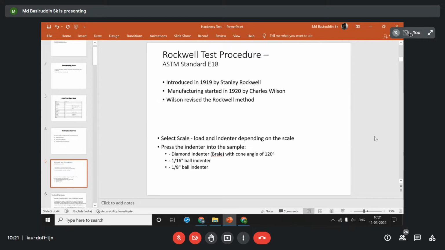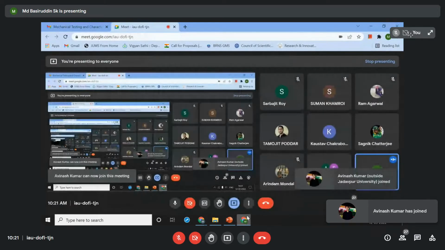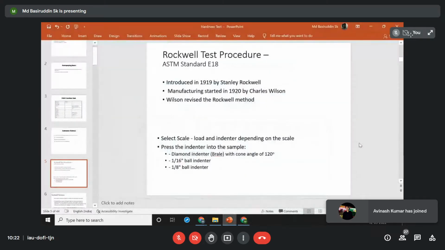Now I said that you can apply three different types of loads, and based on those major loads, we can differentiate the Rockwell testing process, like Rockwell A, Rockwell B, and Rockwell C. And in Rockwell A, we said that we can use the indenter, that is a brale indenter, made of diamond. And we know that the diamond hardness is very, very high. So we can take the hardness of any material from softer to harder.